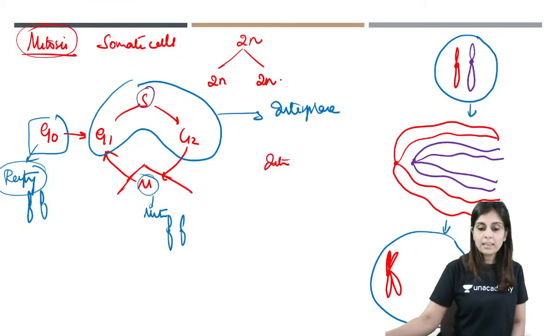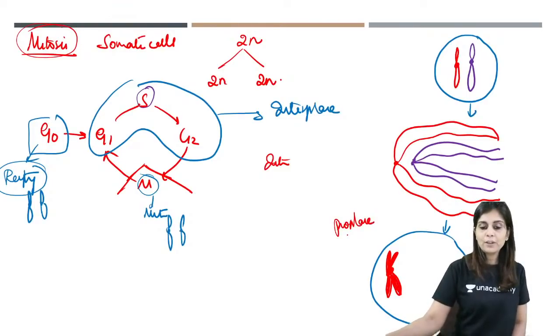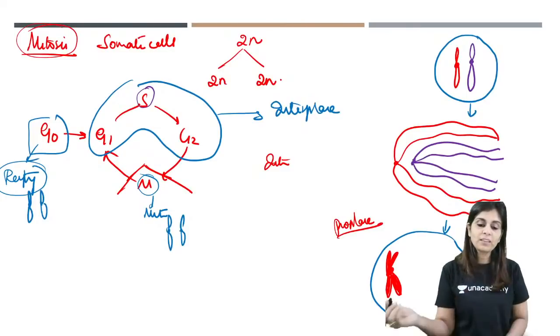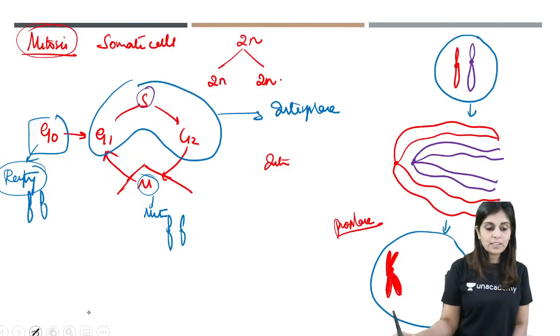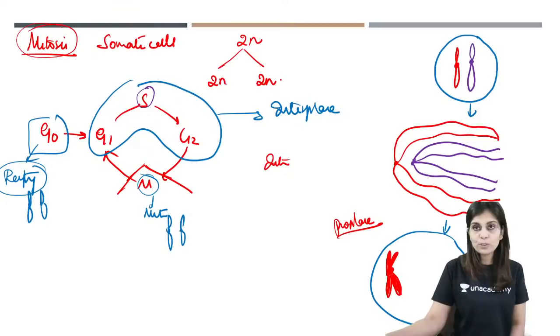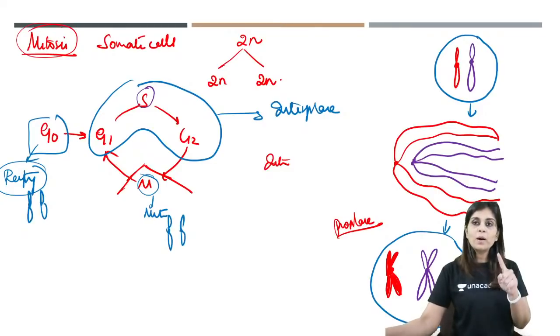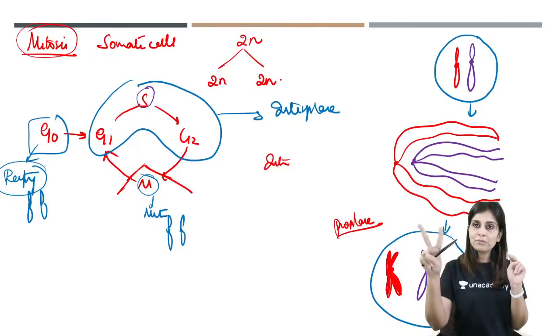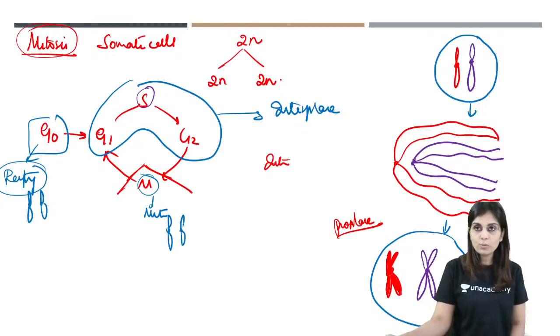Why does it look like a letter X? Because now it has two copies of short arms and two copies of long arms. Okay, so this is prophase. The first event of prophase is condensation of chromosomes. And the second event of prophase is pairing of homologous chromosomes. What do you mean by homologous chromosomes? We know we have two copies of every chromosome. Chromosome 1, we have two copies. Chromosome 2, we have two copies. Chromosome 3, you have two copies. So those two copies of every chromosome will be called homologous chromosomes.